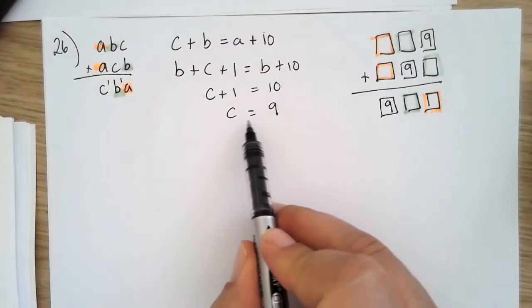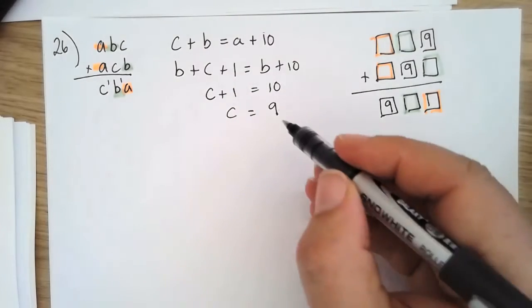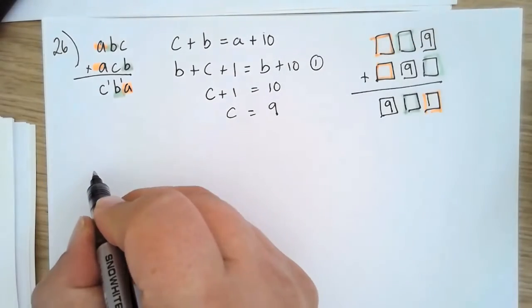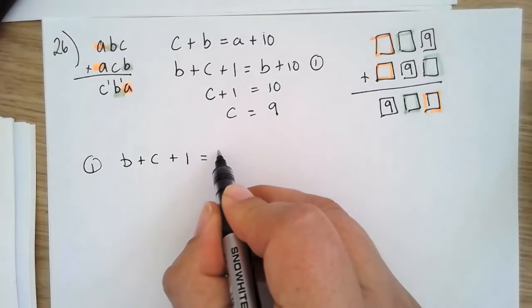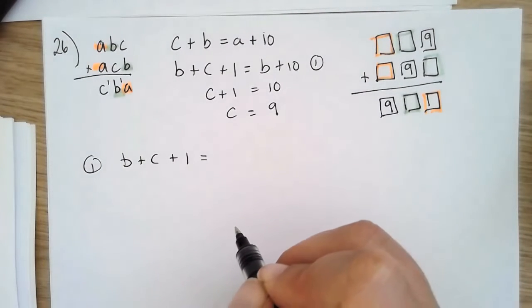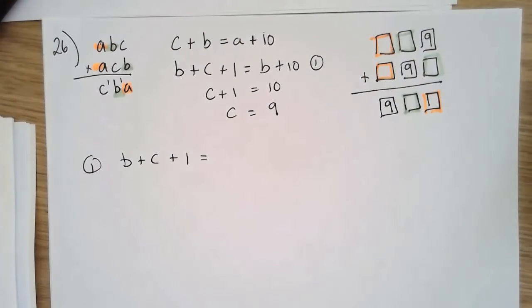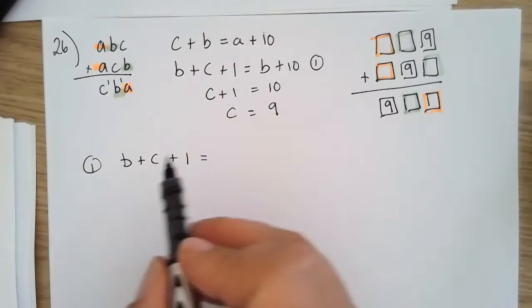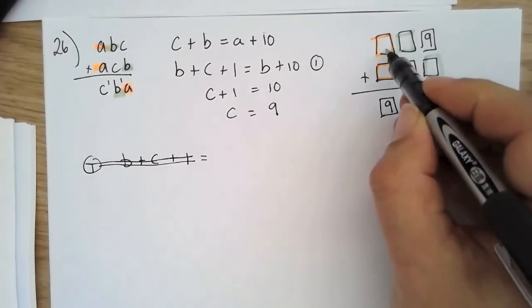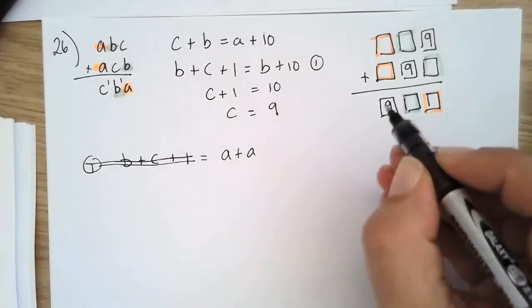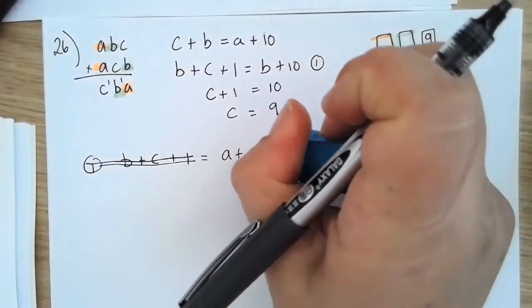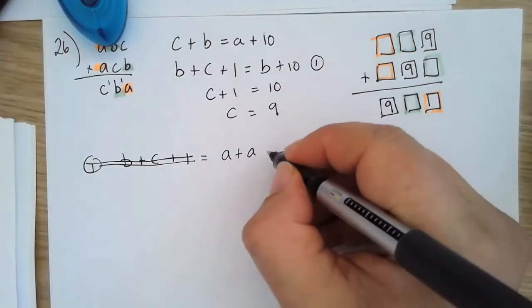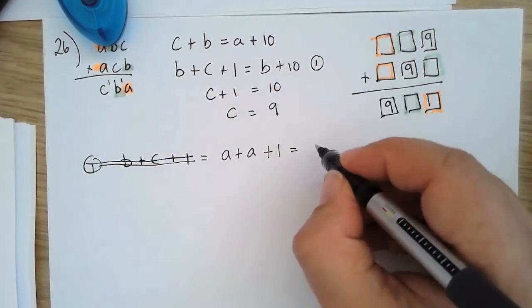So what I'm going to do is substitute this back into this equation. But first of all, I'm going to simplify this. So 1 here, B plus C plus 1 equals... that's not going to work, is it? We're actually looking at this column here next. So A plus A equals 9, but actually we know it's a carry on, so it's not A plus A, it's actually A plus A plus 1 equals 9.